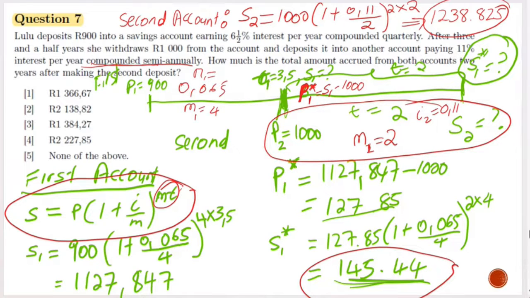So it means I'm going to get the value of Capitec and the value of Nedbank at the end of the period. Okay? So I'm going to add 1238 and 145. So when I add these two, I'm going to get 1384.27. Okay.